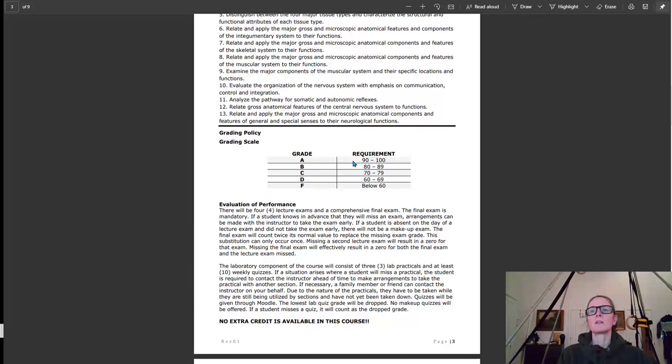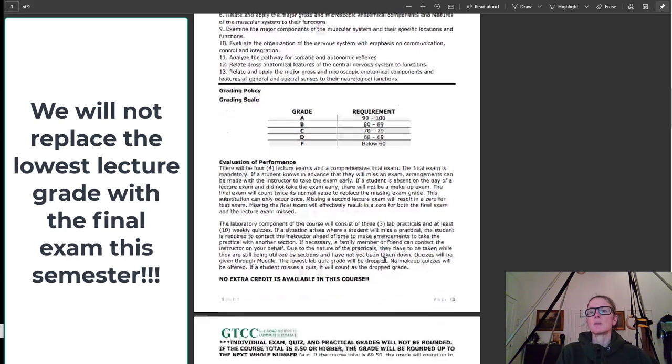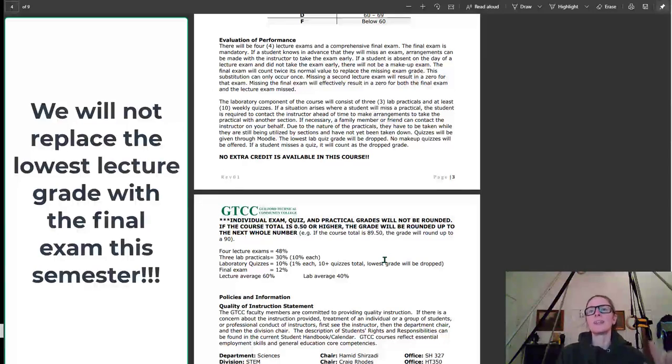Then we have our grading scale, and that tells you your cutoff for an A, B, C, D, and F. So this is basically a 10-point scale. We're going to have 4 lecture exams and a comprehensive final exam. And the final exam is mandatory. So if you have to miss an exam, then you have to make arrangements to take it beforehand. You cannot say after the fact, oh, I had some emergency come up and I missed a test. And that's true for any test.